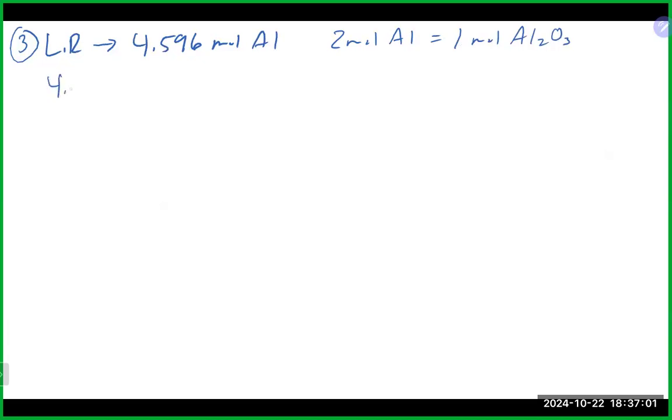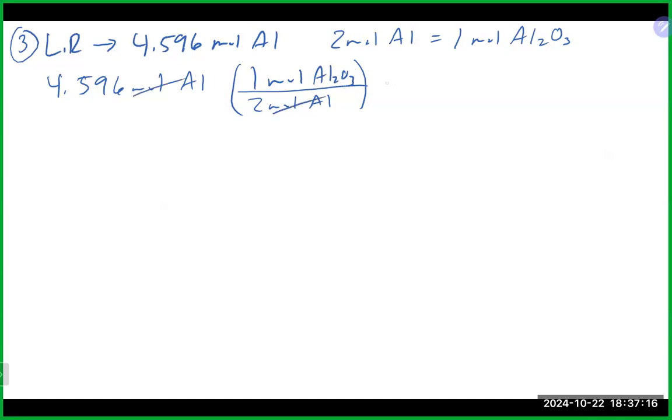So we'll take our 4.596 moles of aluminum, and using our relationship from the equation, 2 moles of aluminum gives me 1 mole of aluminum oxide. That's going to cancel. We're basically going to divide it by 2 here. 4.596 divided by 2 is going to give us 2.298 moles of aluminum oxide.